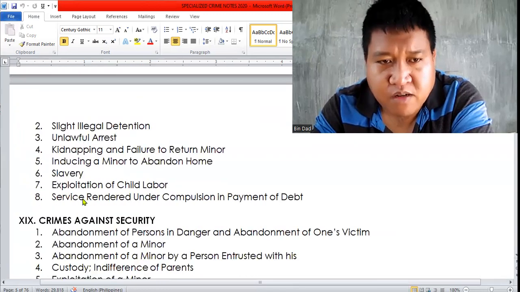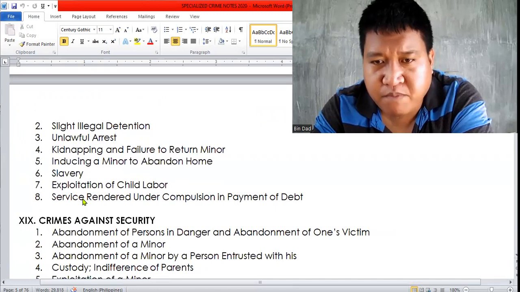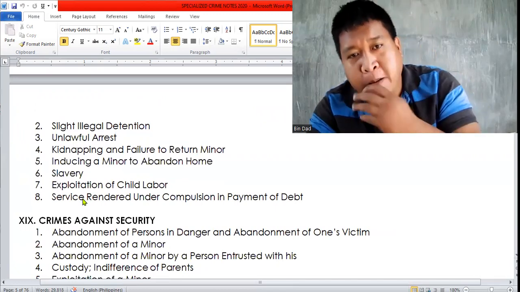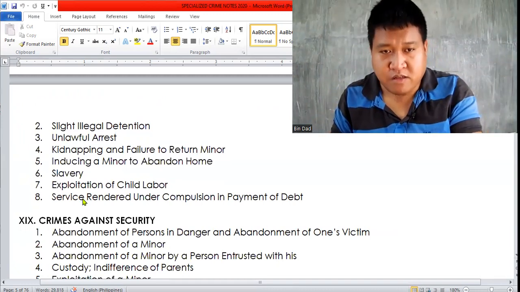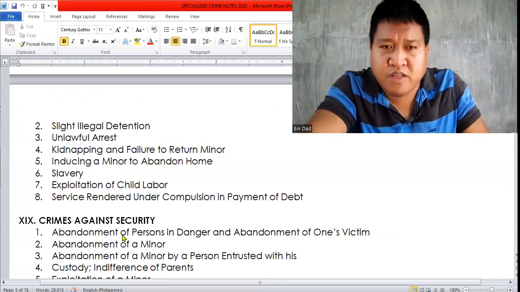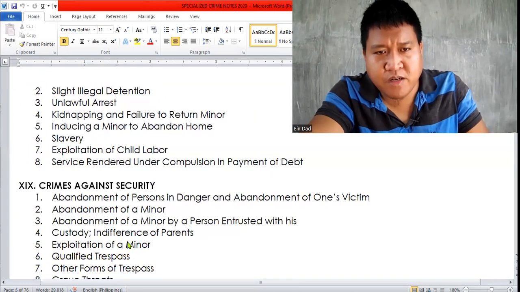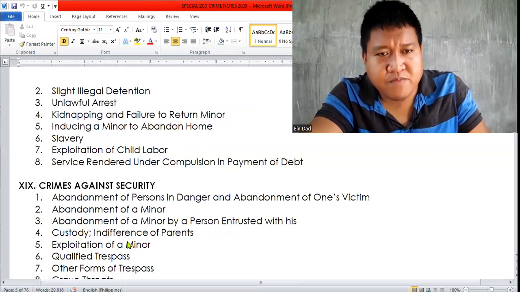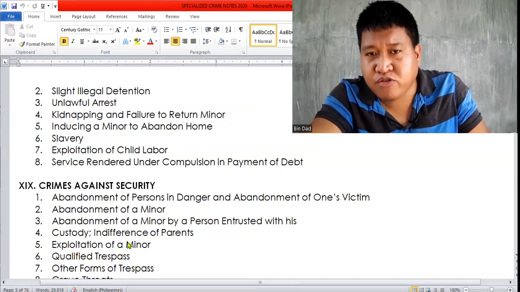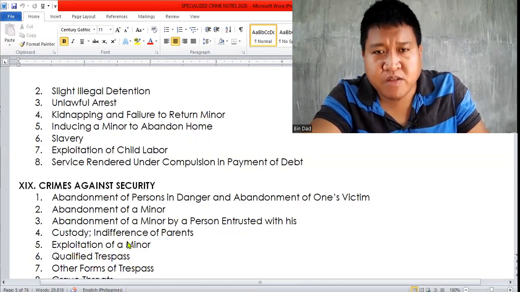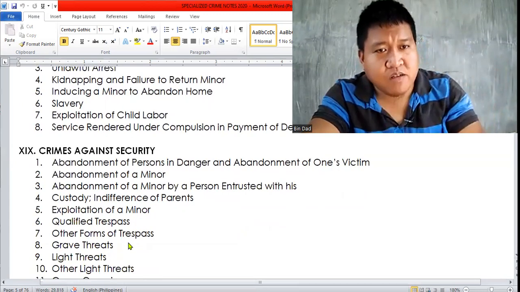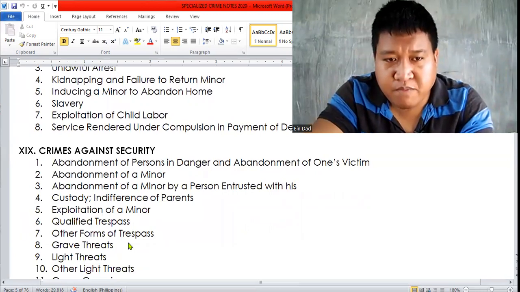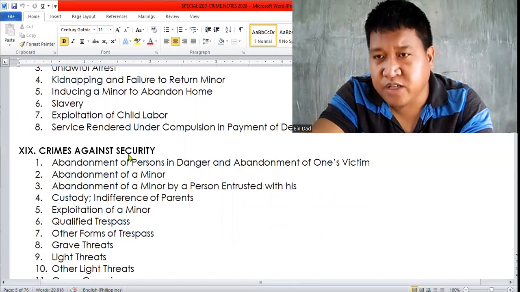Exploitation of child labor, service rendered under compulsion and payment of debt. So hindi pwedeng pangbayad, or pilitin mo ang tao para magtrabaho sa'yo because may utang sa'yo. So crimes against security, no, national security, no, of especially persons who are vulnerable members of the society, like children, senior citizens, no, but mostly children, and also other people, no, security in general.